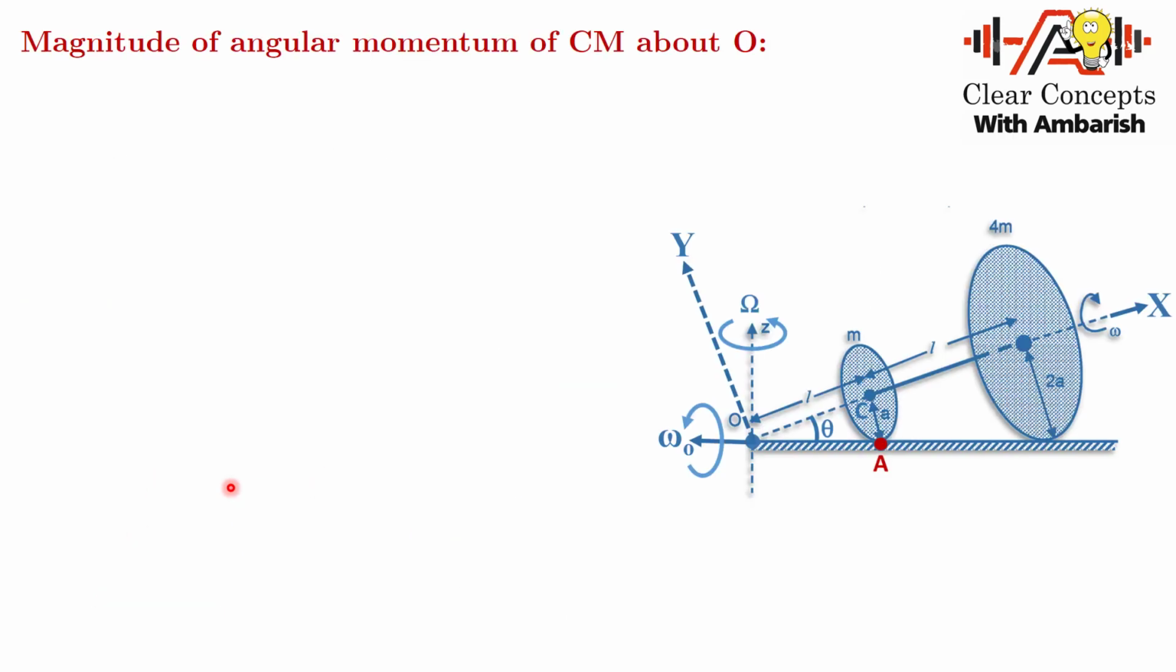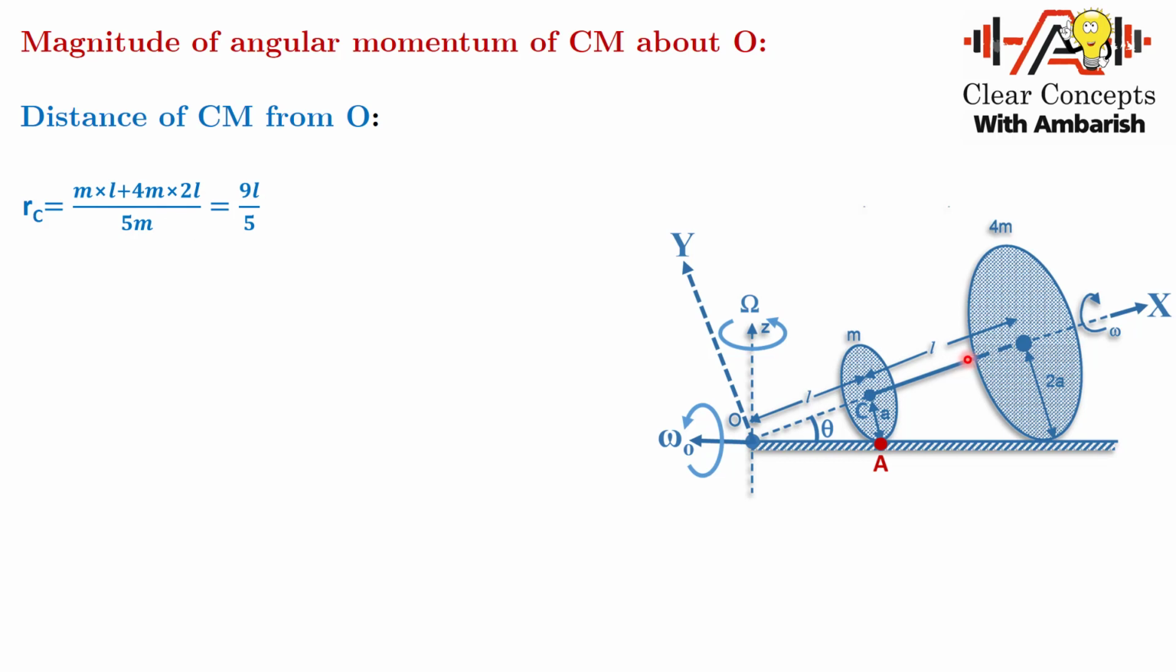What's the magnitude of the angular momentum of the center of mass about point O? I want to find the angular momentum of the center of mass of the system about point O. That is simply m times RCM cross VCM. Total mass is 5m, and I need to locate the center of mass over here. Obviously the velocity of the center of mass is into the slide. RCM is simple: one mass is at distance L, and the other is at distance 2L. So m into L plus 4m into 2L divided by 5m gives 9L by 5. That's the distance of the center of mass, somewhere over here, the combined center of mass.